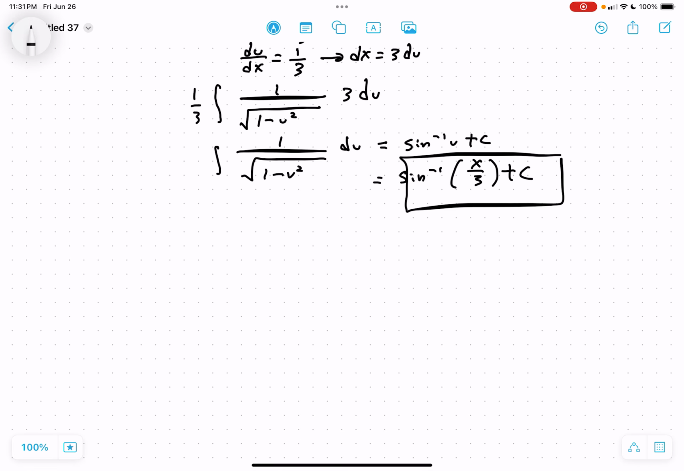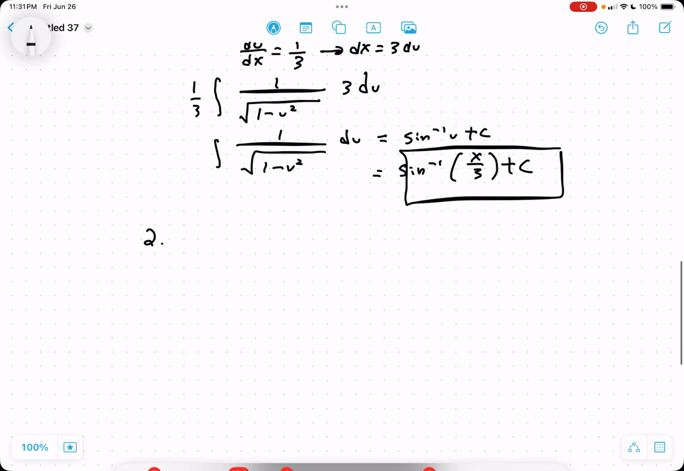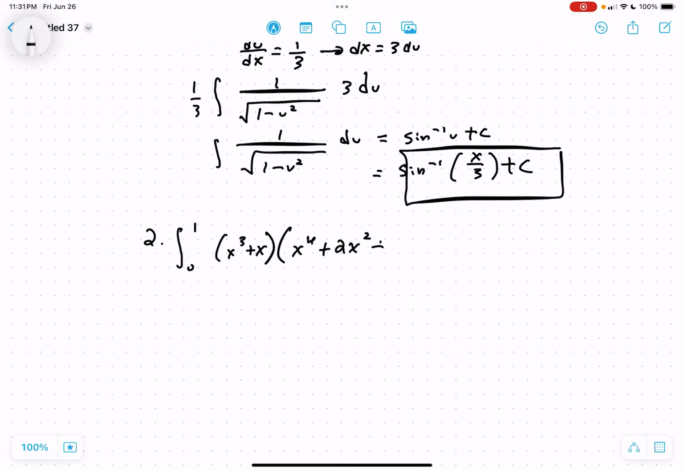The next integral I want to do is a definite integral. So we haven't worked with definite integrals much. So this integral is going to be the integral from 0 to 1 of x cubed plus x times x to the 4th plus 2x squared plus 9 raised to the 1/2 dx.